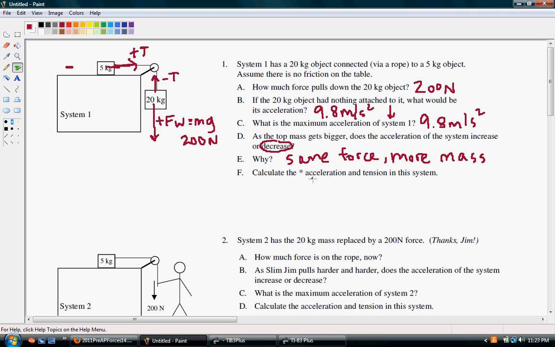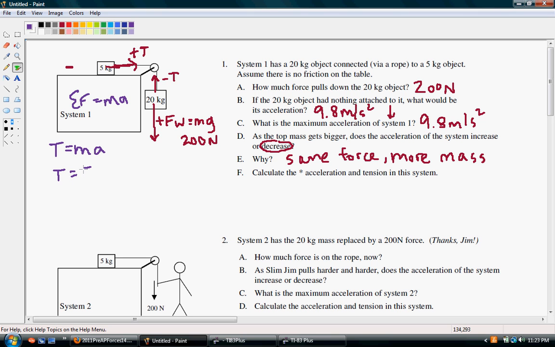Okay, then it says calculate the acceleration and tension in this system. So we need to treat these objects separately and do our sum of the forces, sigma F equals ma, for each one. Well, this one is acting in the x direction. This box will be moving to the right. So we want just the forces in the x direction for this guy. Since there's no frictional force, the only thing that we've got is tension. It's positive, and that's all we have. So tension equals mass times acceleration. Okay, well the mass is 5.